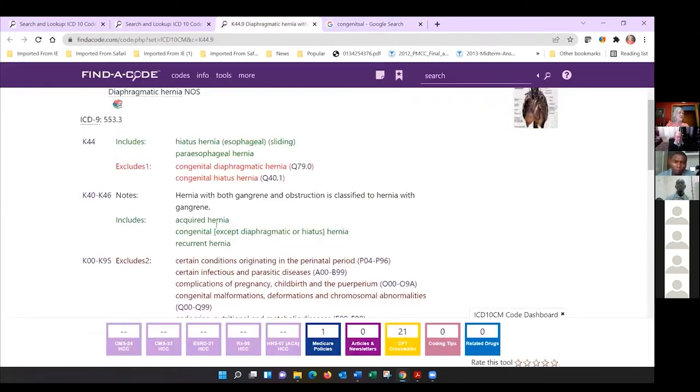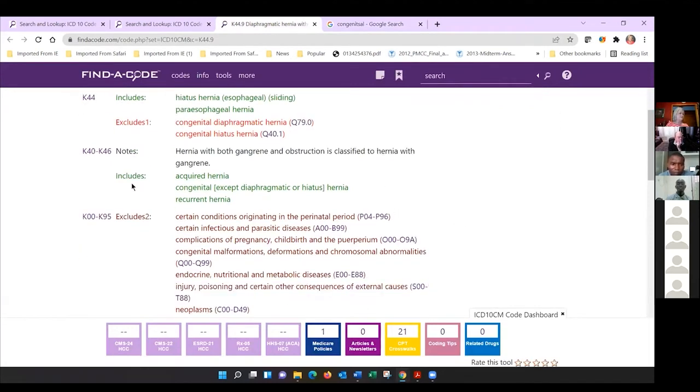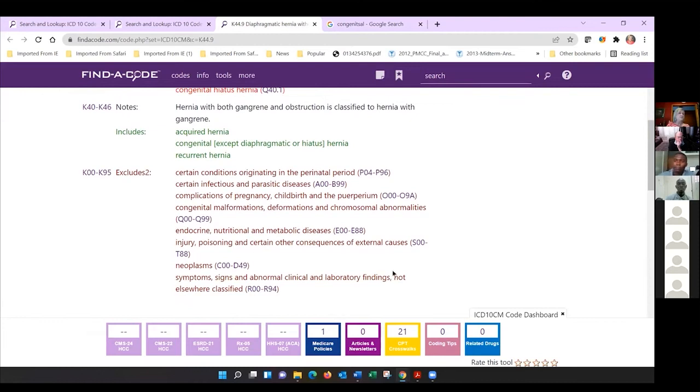Then we've got our notes. So if it's not congenital, it's definitely acquired. If I didn't have it at birth, I've acquired it since birth. It wasn't documented as recurrent, which would be included here, but you will see recurrent documented. All right. Excludes 2 notes mean that we can code it there, right?